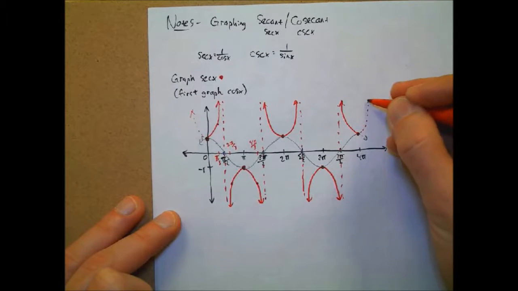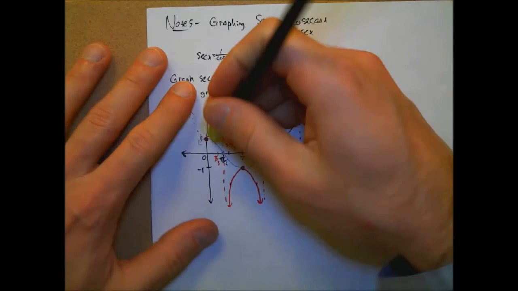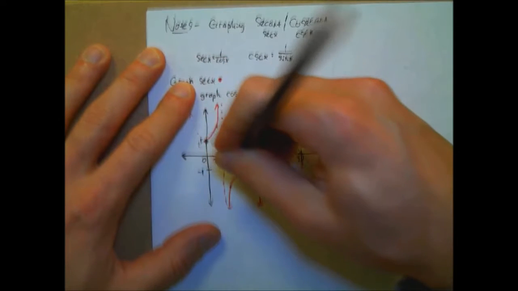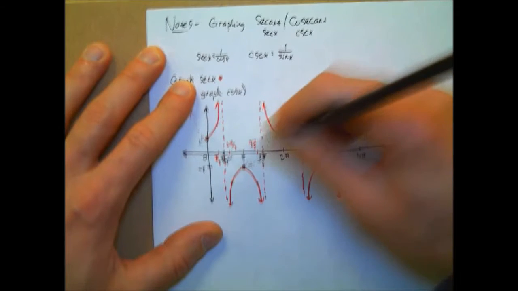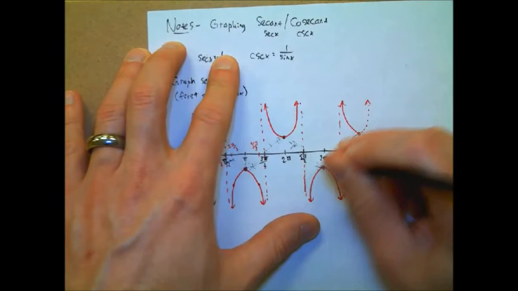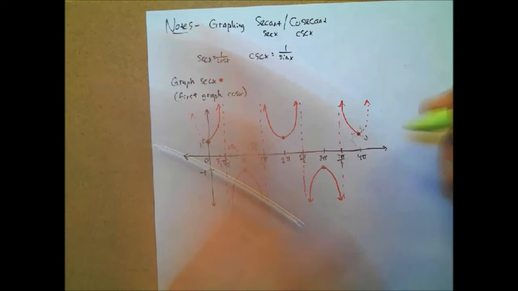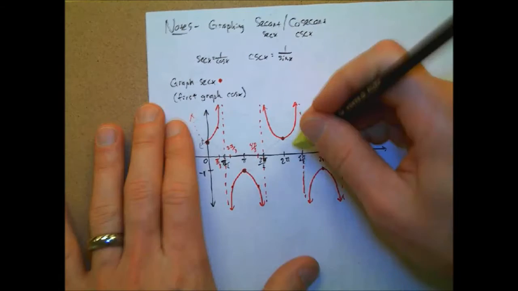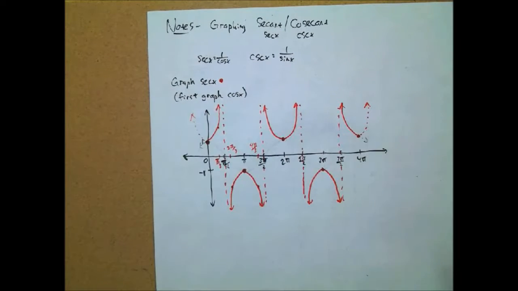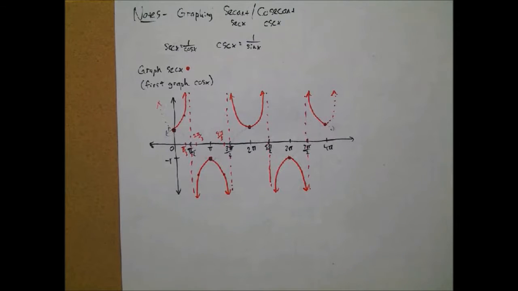Okay, like so. So when I erase everything, okay, what we're left with then is the graph of secant. There it is. Okay, that's it. It's easy.